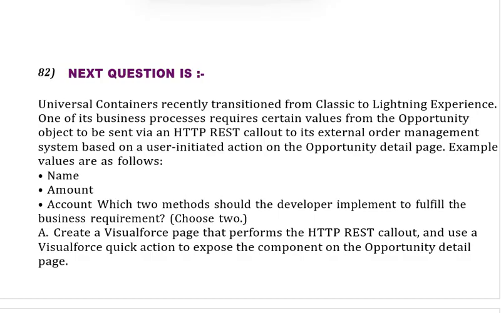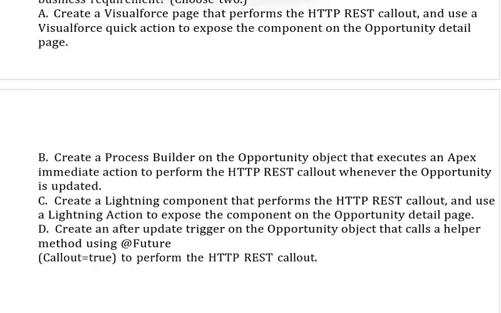Option A. Create a Visualforce page that performs the HTTP REST callout and use a Visualforce quick action to expose the component on the opportunity detail page. Option B. Create a process builder on the opportunity object that executes an Apex immediate action to perform the HTTP REST callout whenever the opportunity is updated.